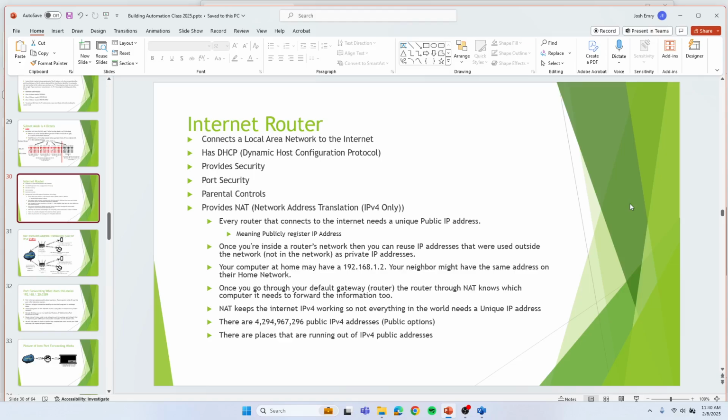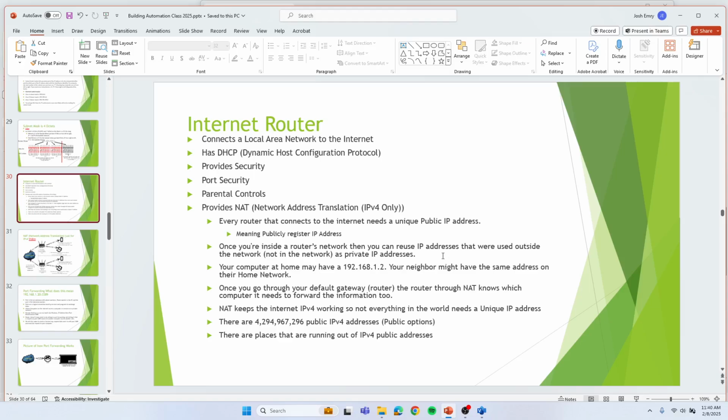It provides security, port security, parental controls, but the most important thing it probably does right now is provides NAT, or Network Address Translation, and that's for Internet Protocol version 4 only. So every router or every house building has to have a unique public IP address. And that's because IP is a routable protocol, but you need to have a unique address so you know where to send that information, where to route it to. And we're going to go over NAT in this next slide.